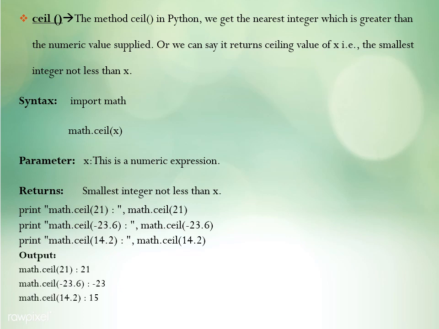First, suppose I am writing math.ceil of 21. So the output will be 21, and the integer 21 is the nearest integer which is greater than or equal to the numeric value supplied. Suppose I am taking the next example, math.ceil of minus 23.6. Then it will display minus 23. Again it is the nearest integer which is greater than the numeric value supplied. If I am taking math.ceil of 14.2, the output will be 15.